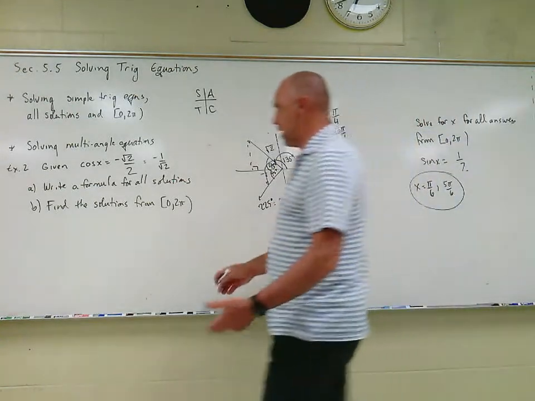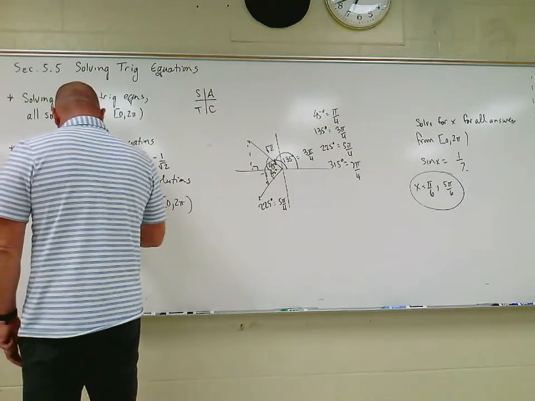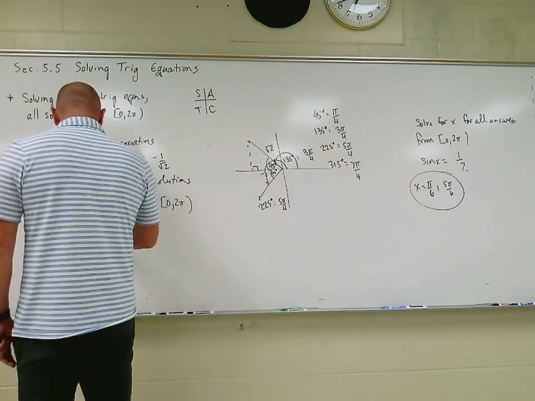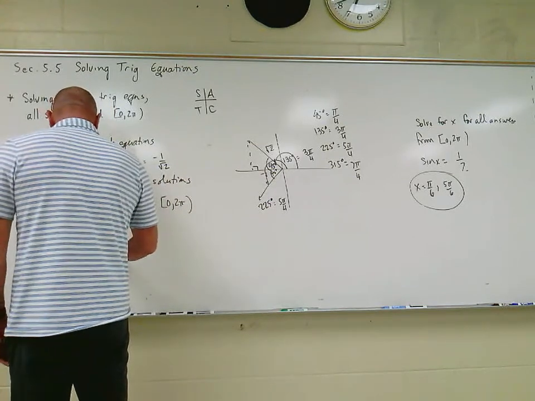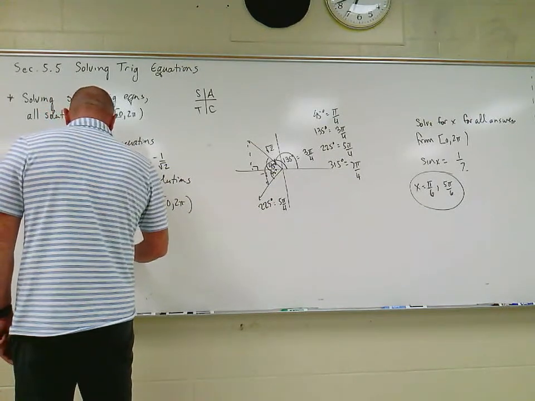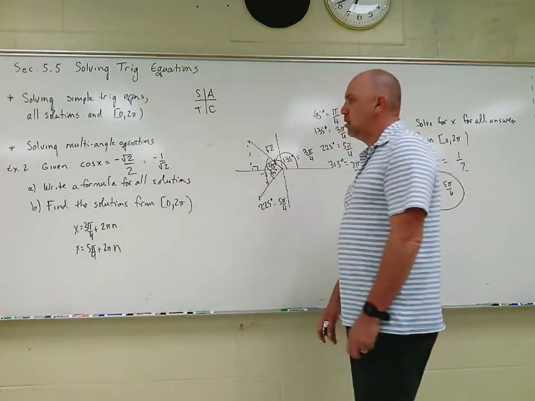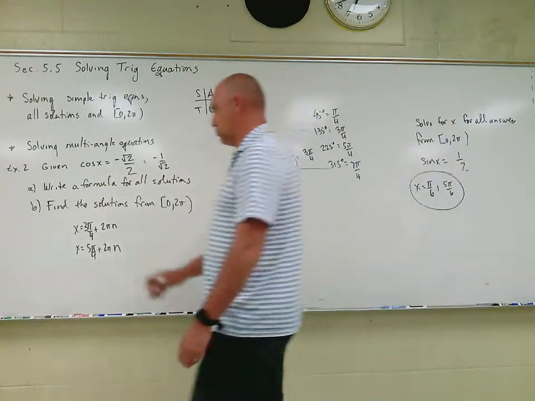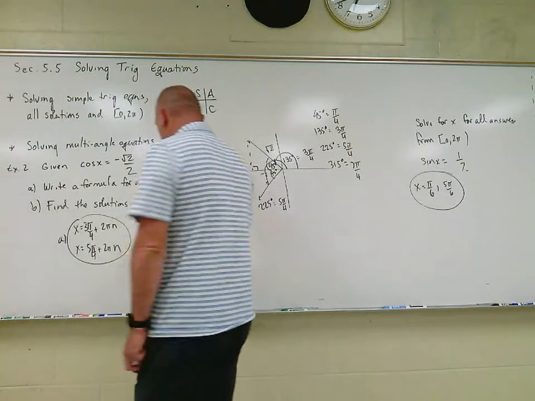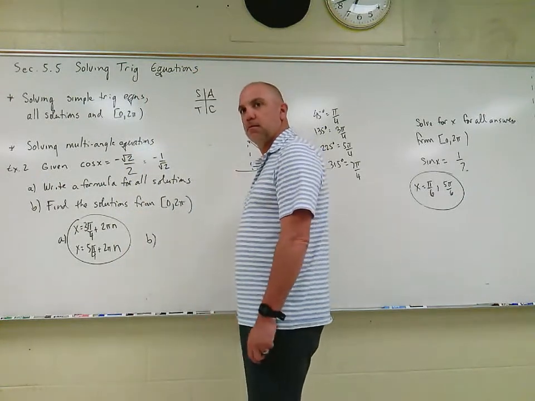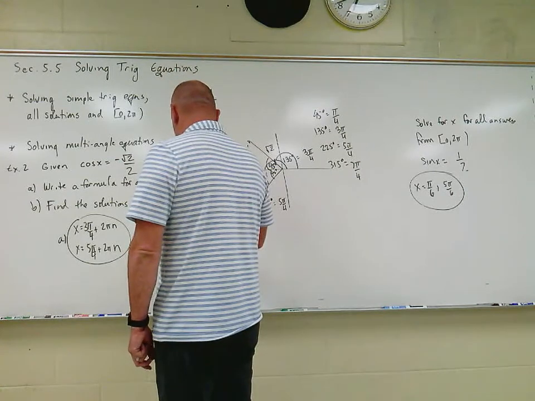So now I've got my answers. Pi over 4, I'm sorry, not pi over 4. 3 pi over 4 plus 2 pi n, 5 pi over 4 plus 2 pi n. There's your two answers. Now, that's the answer to which one? A. If I want the answer to part B, what would it be? x equals 3 pi over 4 and 5 pi over 4.